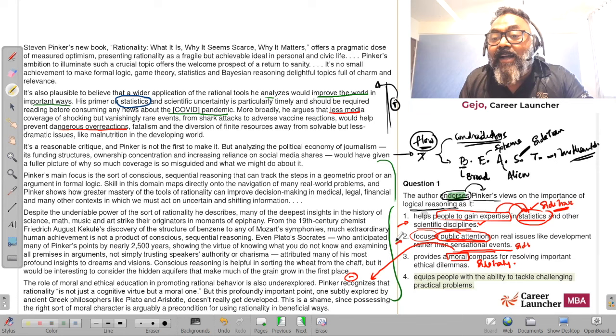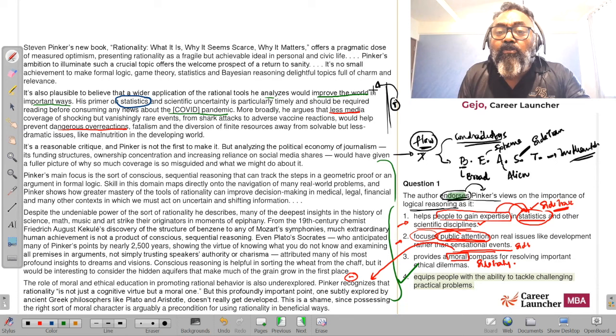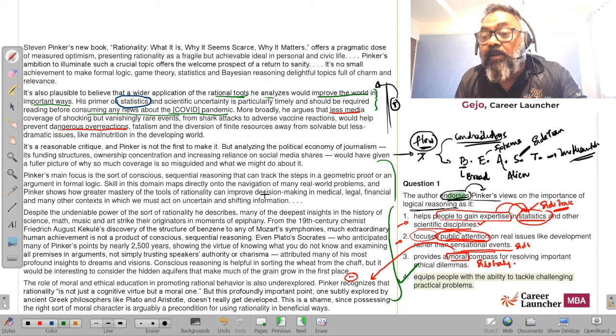So the answer to this question would be this: equips people with the ability to tackle challenging practical problems. And this can be understood from what is being mentioned here. I think here it also offers the pragmatic, rational tools and analysis to improve the world in important ways, which is whatever tool he has. These are statistics, scientific reasoning, and so on and so forth. They argue that, as he said, reading before consuming any news for the COVID pandemic. So this is fine.